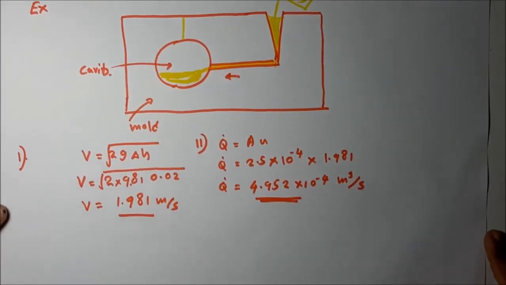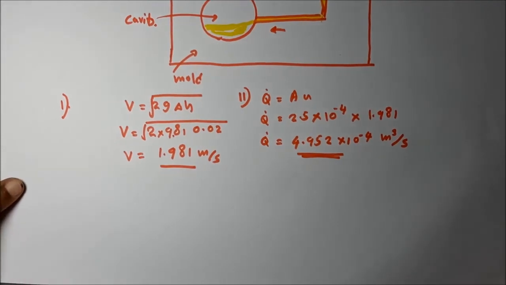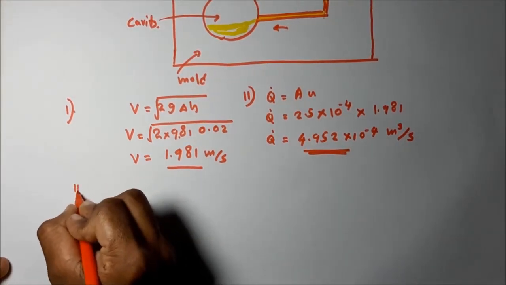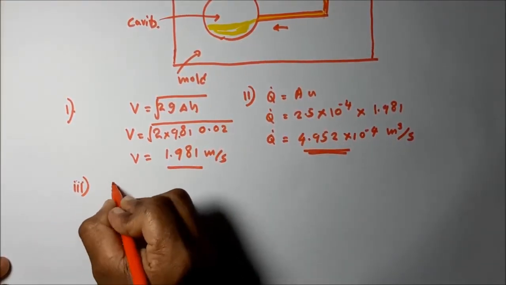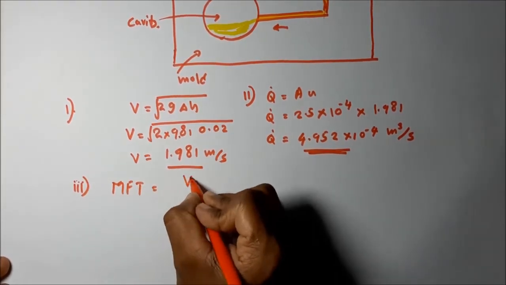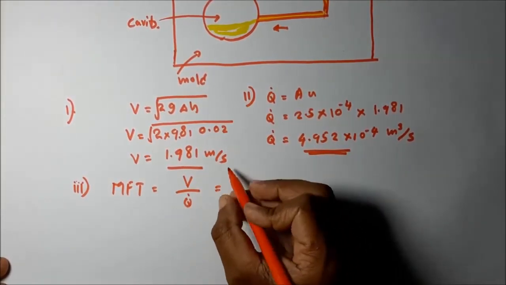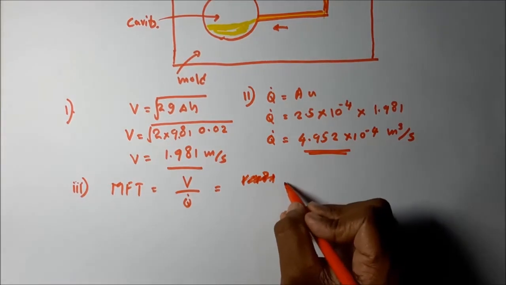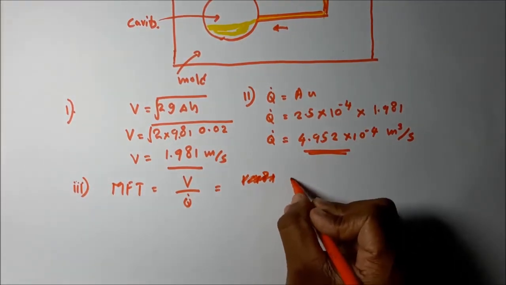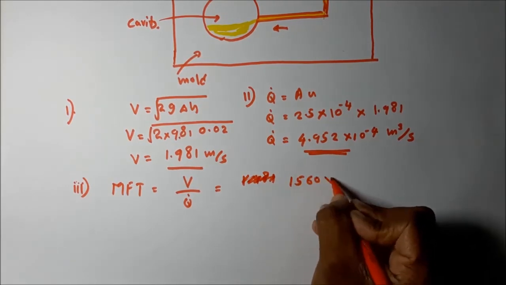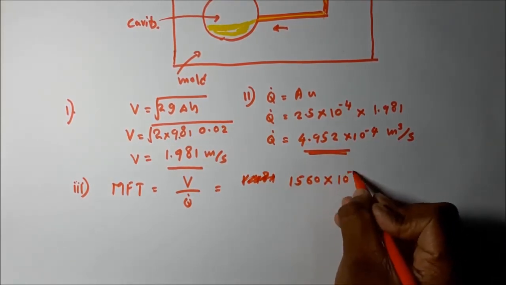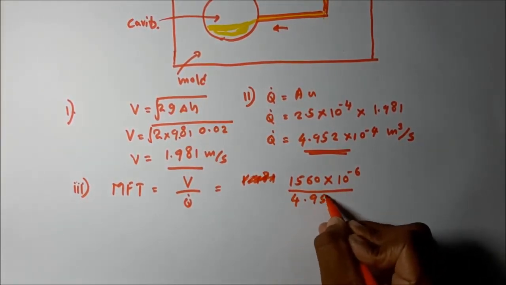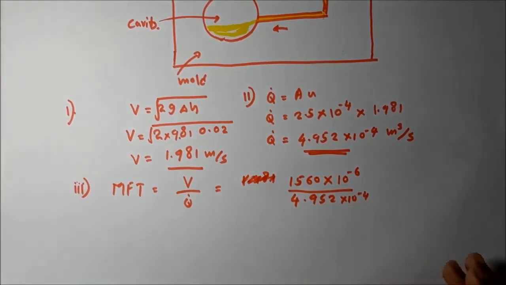Then how to calculate the mold filling time easily? The mold filling time is equal to total volume divided by the Q dot. The total volume that is given is 1560 cubic centimeters. You have to convert it into cubic meters, 10 to the power of minus 6, divided by Q dot, 4.952 into 10 to the power of minus 4 cubic meters per second.